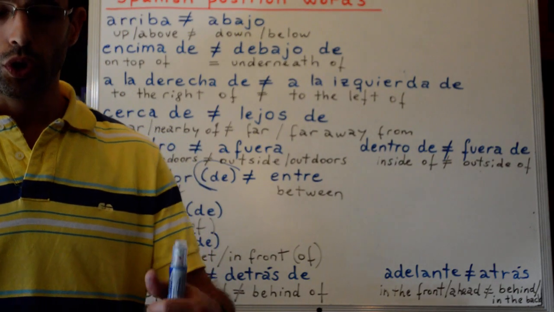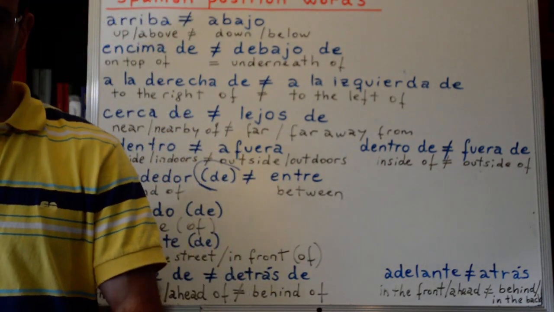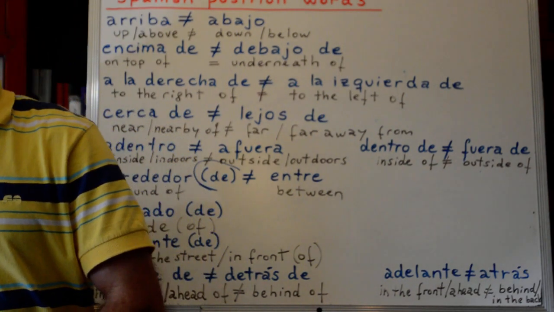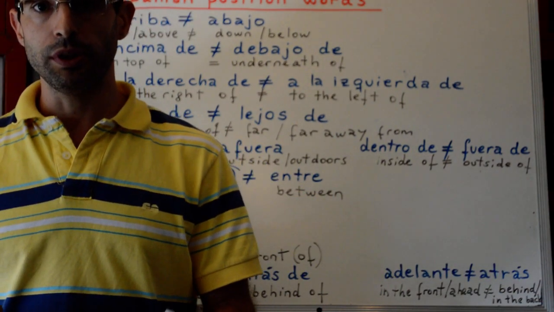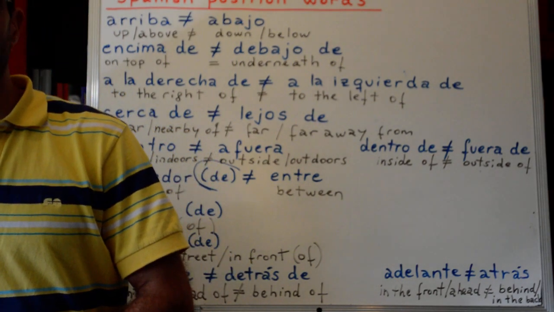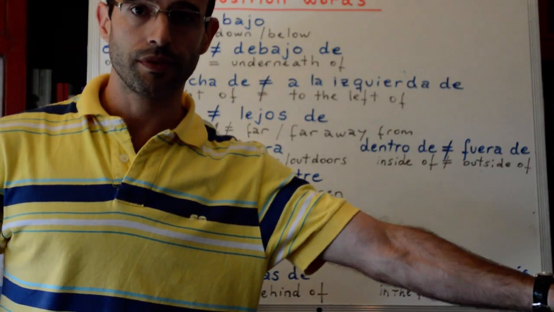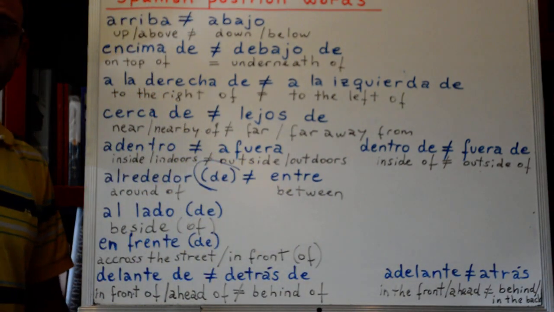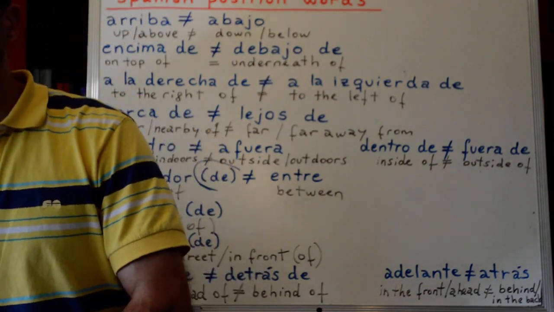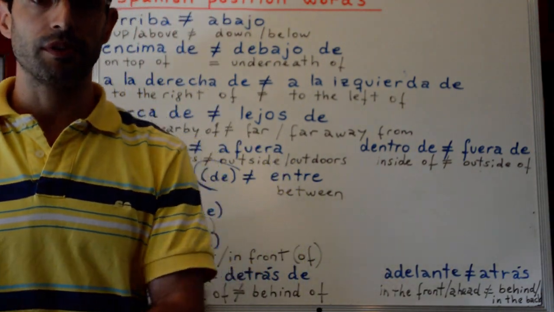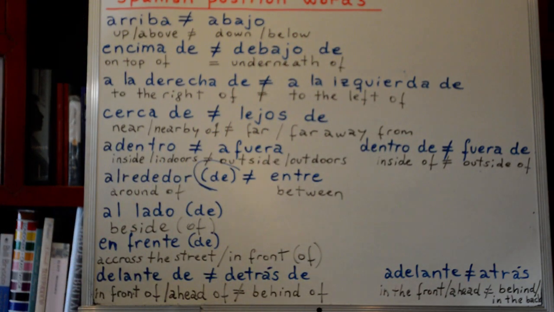For example, en este momento, at this moment, yo estoy, I am, entre el sofá y el sillón. At this moment, I am in between the sofa and the couch. Okay? El sofá y el sillón. Sillón is a couch. Okay? En este momento, estoy parado. At this moment, I am standing, estoy parado, entre el sofá y el sillón. At this moment, I am standing in between of the sofa and the couch. So, entre is in between of.